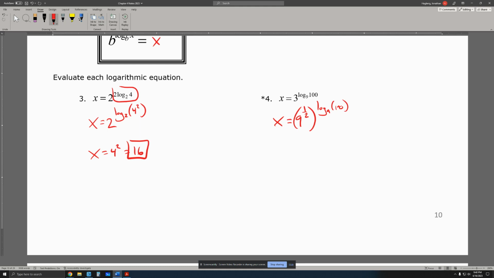Now we're raising a power to a power, so this is equal to 9 to the 1/2 log base 9 of 100. And then finally, using that power rule, we have 9 to the log base 9 of 100, to the 1/2, or the square root of 100. And so we find that x is equal to 10 here.